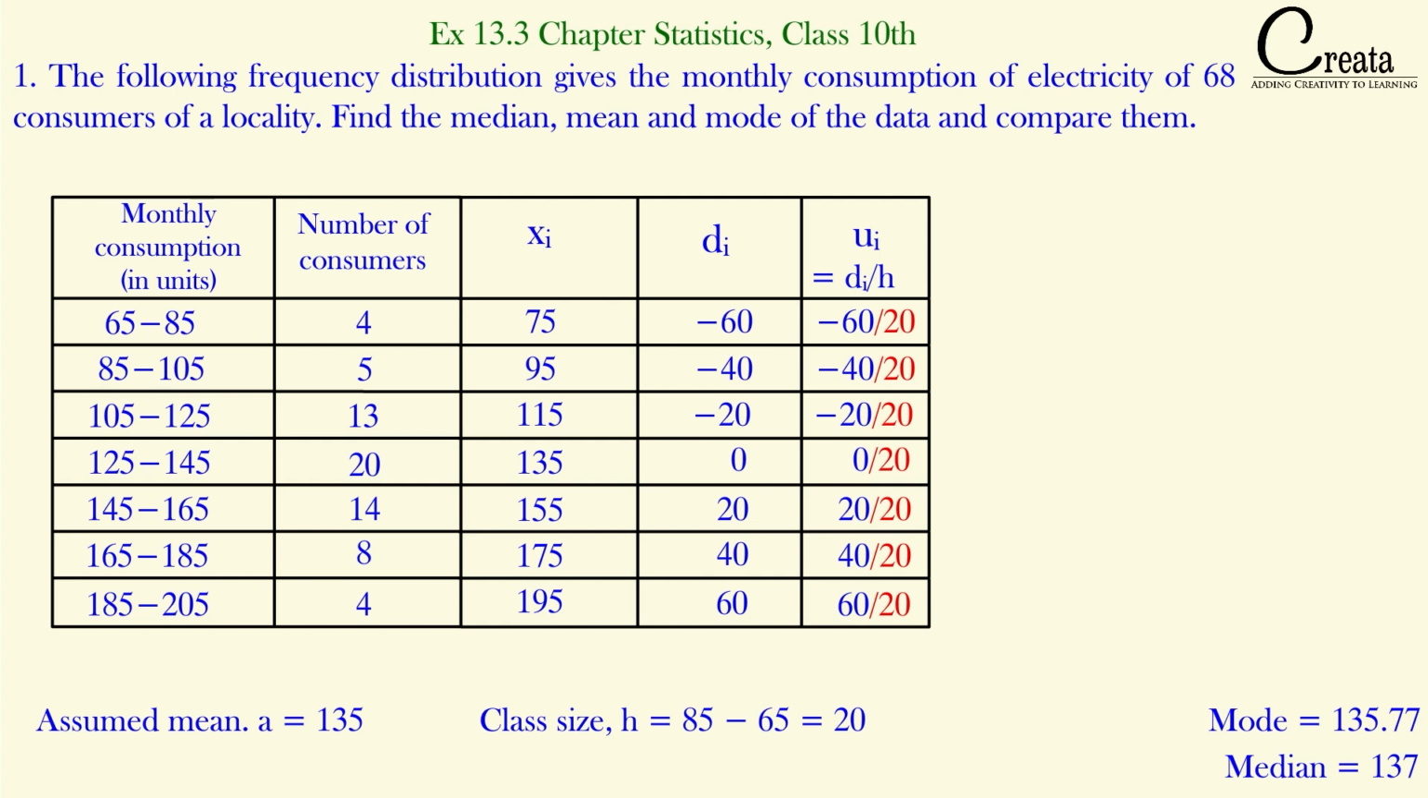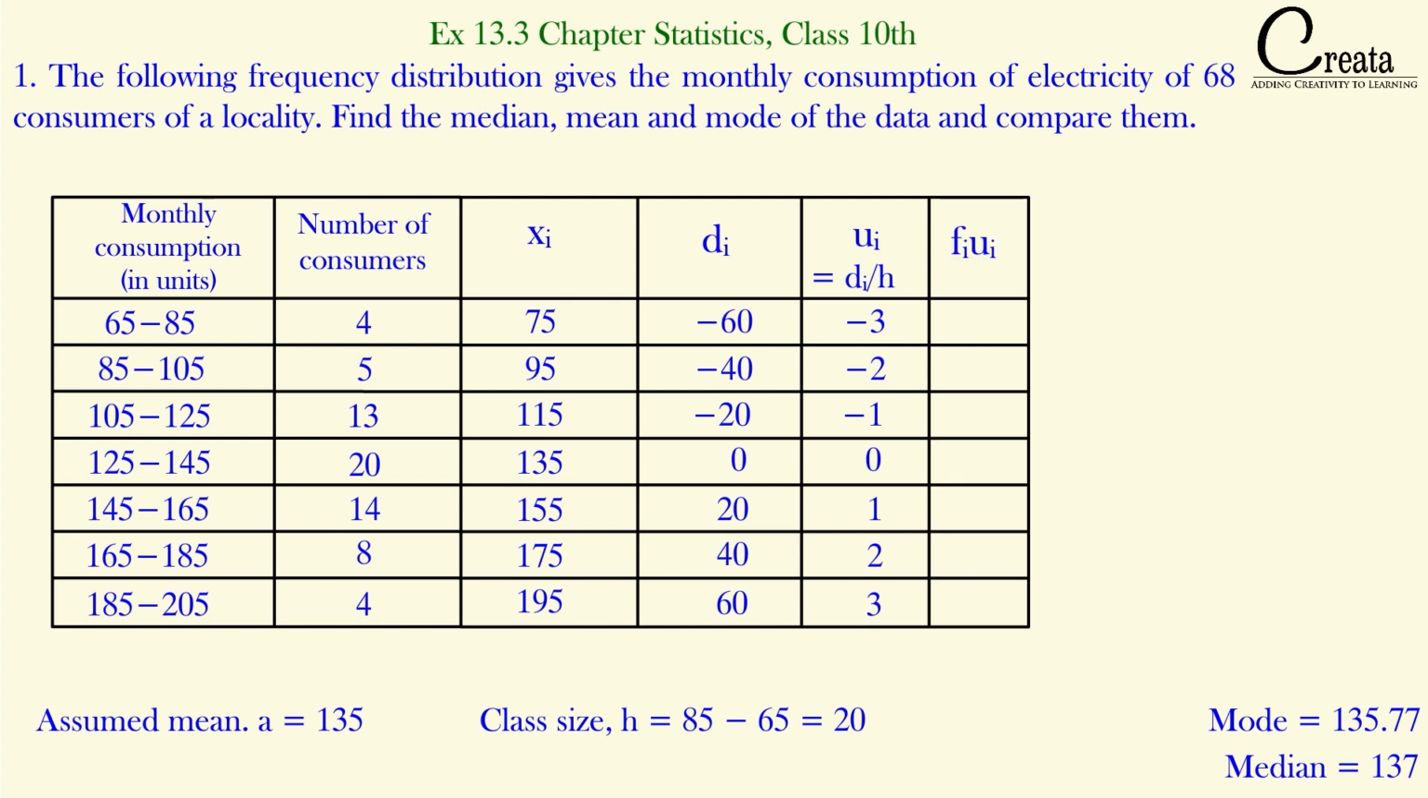Minus 60 upon 20, it is minus 3. Minus 40 upon 20, it is minus 2. Further, it is minus 1, 0, 1, 2 and 3. If you are feeling I am going slightly fast, you can pause the video and check all the calculations. Okay, it will be helpful. We got ui. Next step, let's find fi into ui, in which we will multiply all the values of fi with all the values of ui for each row.